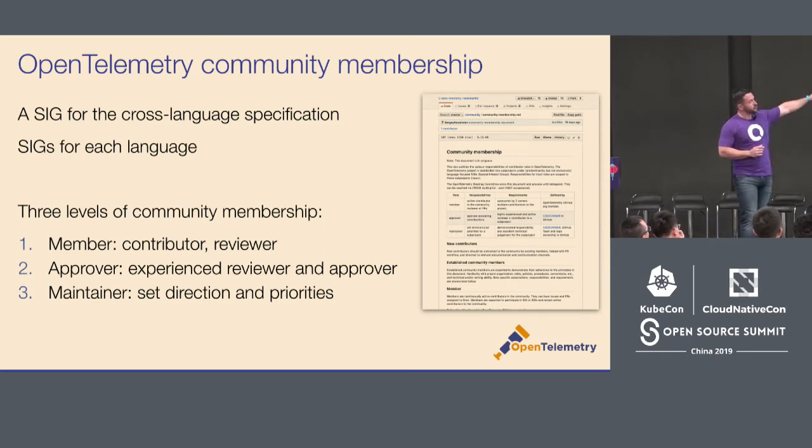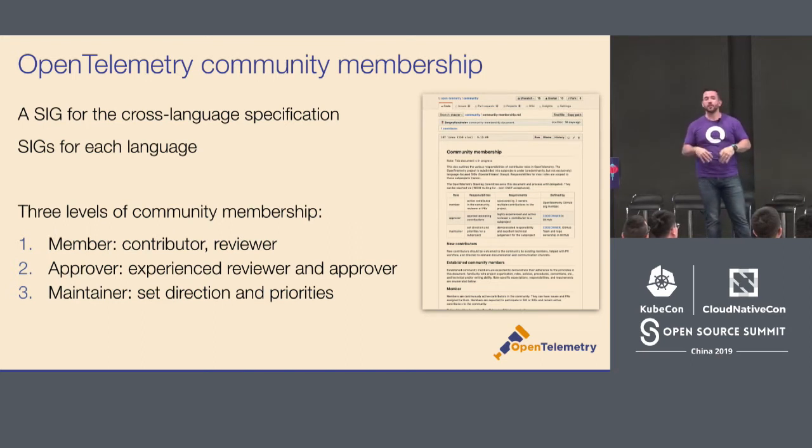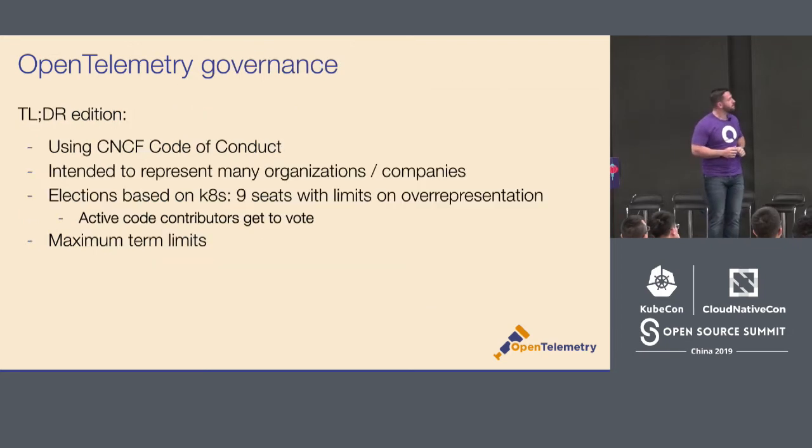There's a special interest group for each of the languages, and then there's different community membership levels. You can become a member, an approver, or a maintainer. There are certain requirements in order to get approved for that. You have to have a certain number of contributions, and you have to be active in the community, and you have to be recommended by someone that's already part of the community. If you're interested in learning more, go to open-telemetry/community, that's where the repository is with all of these details.